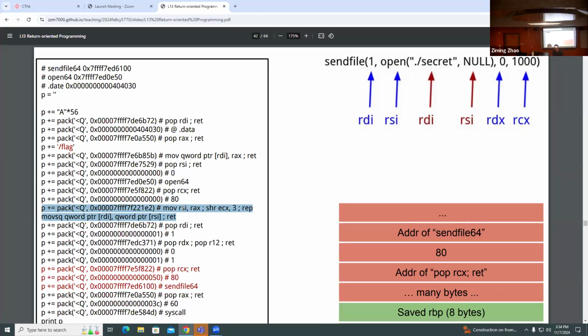No, the source function. Yeah, the instruction name should be copied instead of moved.